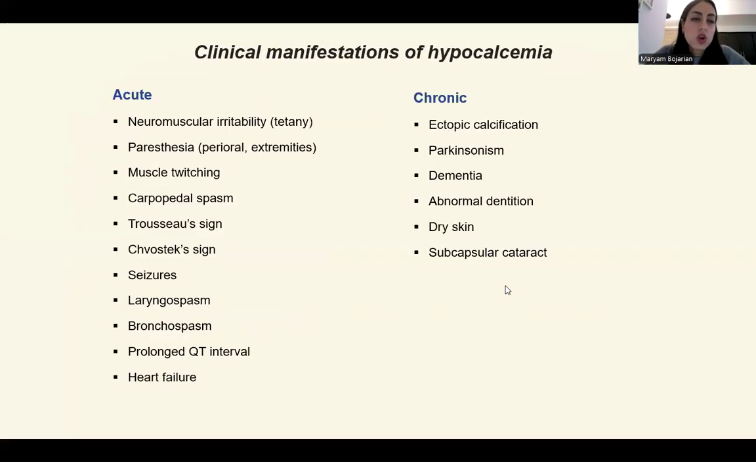Again, these are the clinical manifestations of hypocalcemia. If your patient develops it acutely, we can have neuromuscular irritability or tetany, paresthesia, muscle twitching, carpal spasm. And chronically, you can have Parkinsonism, ectopic calcification, dry skin, and so on and so forth.